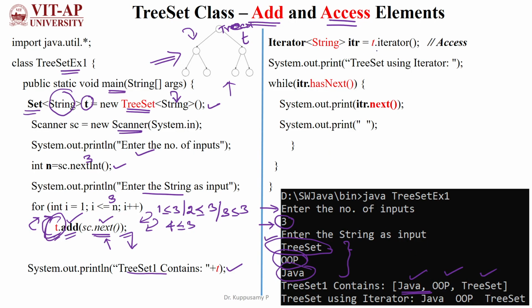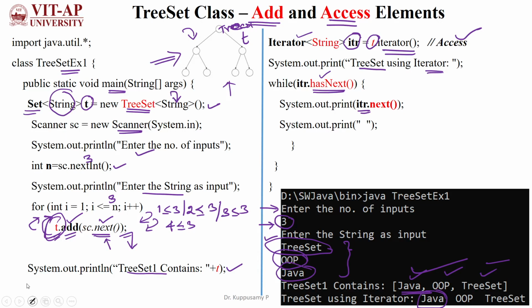Then I am using the iterator method to access the elements from the TreeSet class. So the TreeSet structure has these 3 elements, and they are copied into the itr variable, which is created by using the Iterator class, and the TreeSet is accessed by using the iterator method. Here the Iterator class has a method hasNext, which checks whether values are available or not. Then it will print the first element, java, which is printed here.